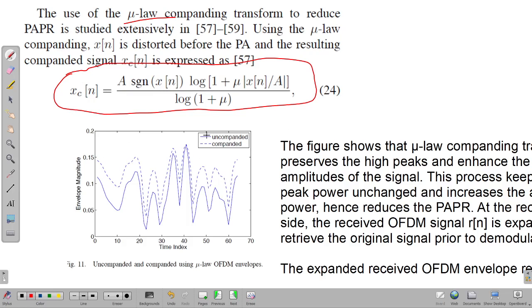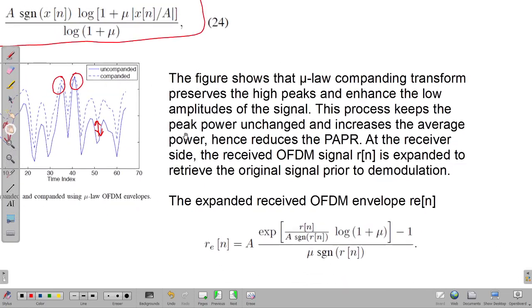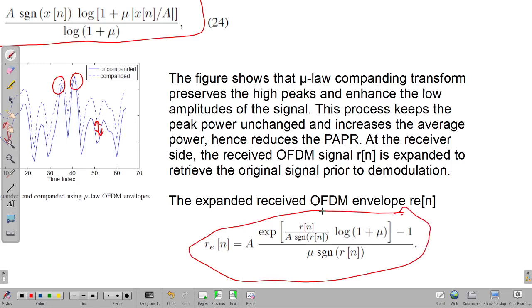In this graph, you can see two plots. One is that of the uncompanded signal, and the other is that of the companded signal. You can see that this dotted line, which corresponds to the companded signal, has more average power than the uncompanded signal. The peak values are preserved without much change, but the values having lower amplitude are boosted. They are given more power. That's about companding transforms. You can refer to the paper I've sent you for more details if you are interested. This is the inverse transform of mu-law companding.